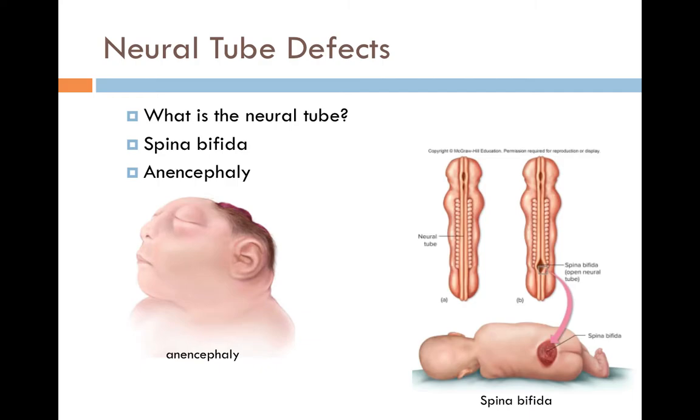The other neural tube defect, anencephaly, is a birth defect characterized by the absence of some or all of the brain and skull. And sadly, these babies don't live very long once they're born, if they are born alive at all. Most only live a few hours after birth.